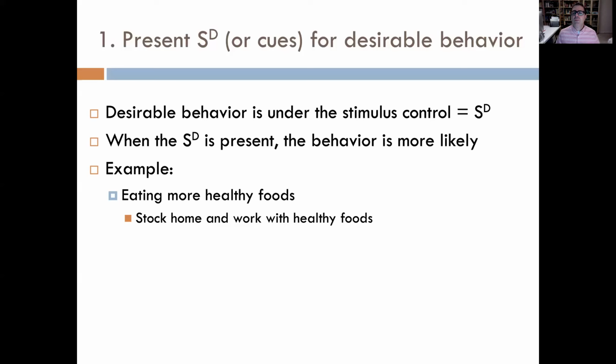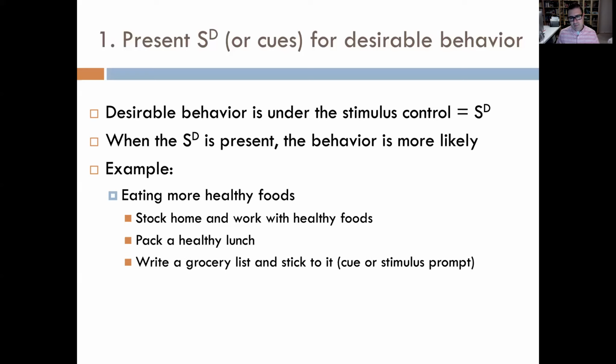Maybe what you do is you put those things right in your cabinet where the chocolate used to be. So when you open up, you see the fruit, or when you open your fridge, you can see the fruit or the healthy snacks. So that's what you're going to eat. You can pack a healthy lunch. So again, it decreases the likelihood that you're going to buy something unhealthy.